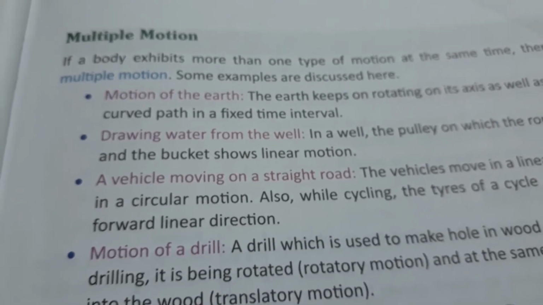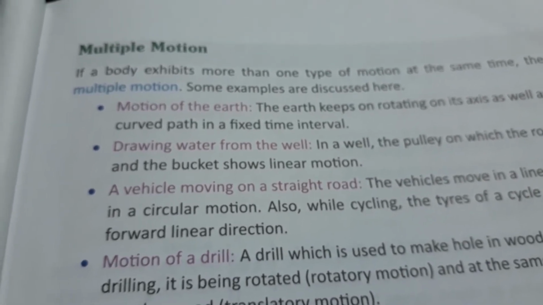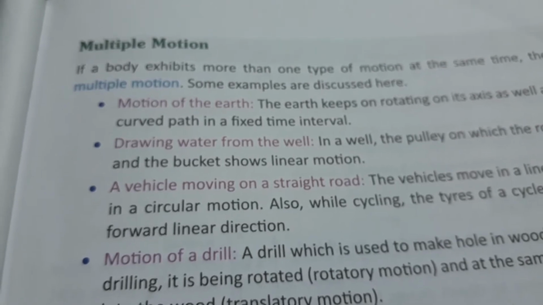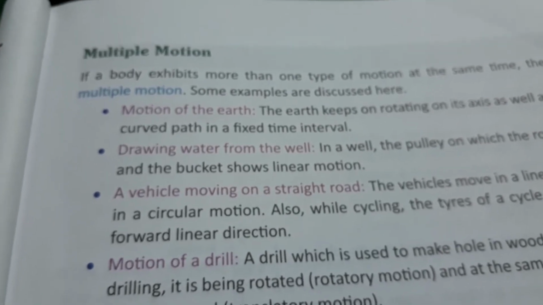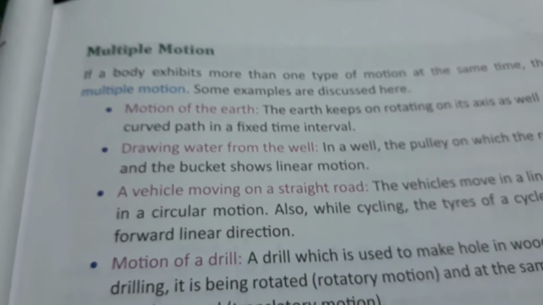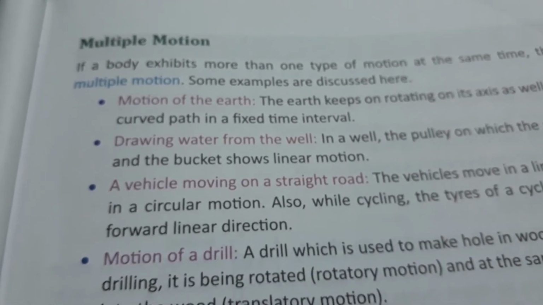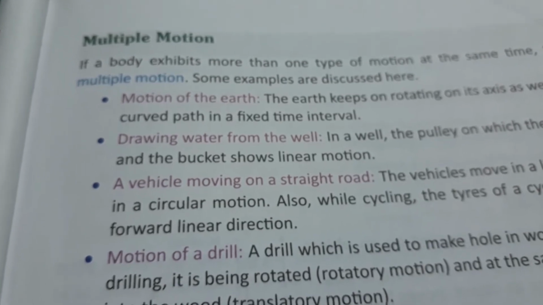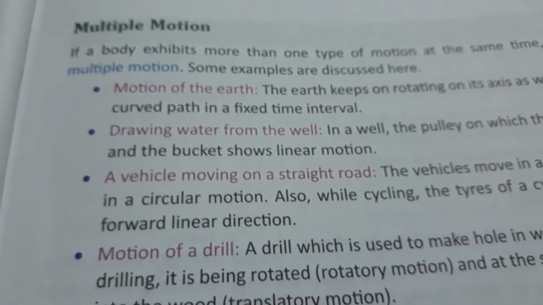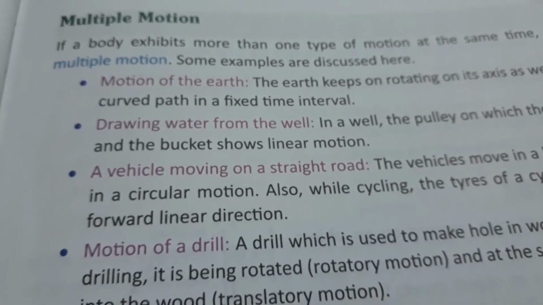One is straight forward till the water reaches the wheel. Once it reaches the wheel, it rotates. So we can see that the rope is moving in two ways: a straight linear path and also a rotatory path.